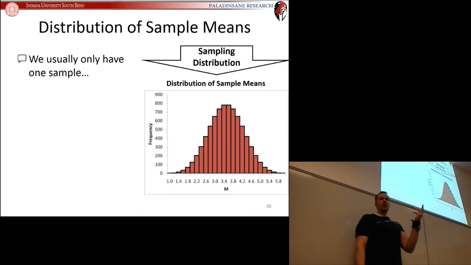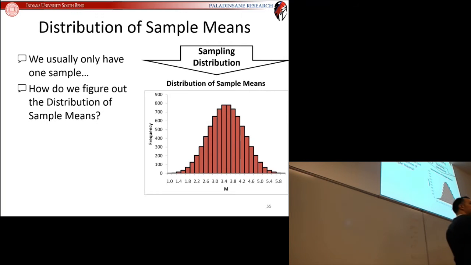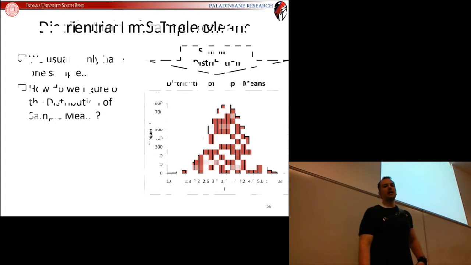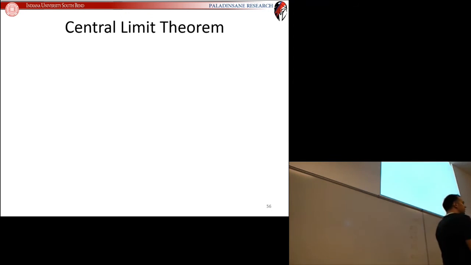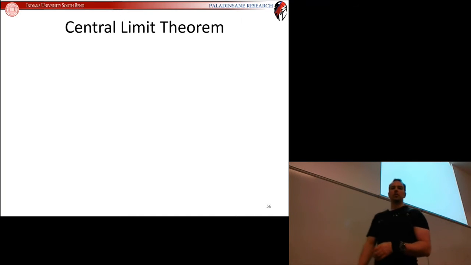So what can we do? How can we figure out our distribution of sample means when we're only dealing with one sample? Well, this is where a little bit of mathemagic comes in, known as the central limit theorem. So the central limit theorem is a theoretical theorem that bridges samples and populations. It's what allows us to do inferential statistics. It's what allows us to do psychology. Without the central limit theorem, we would be very limited in who we can help.